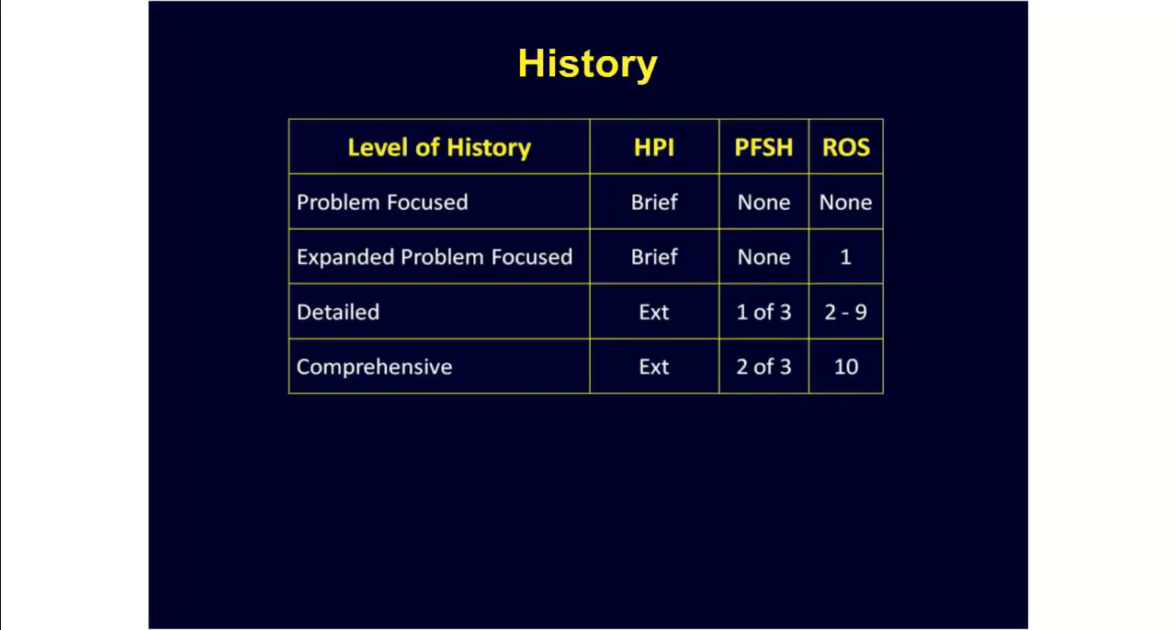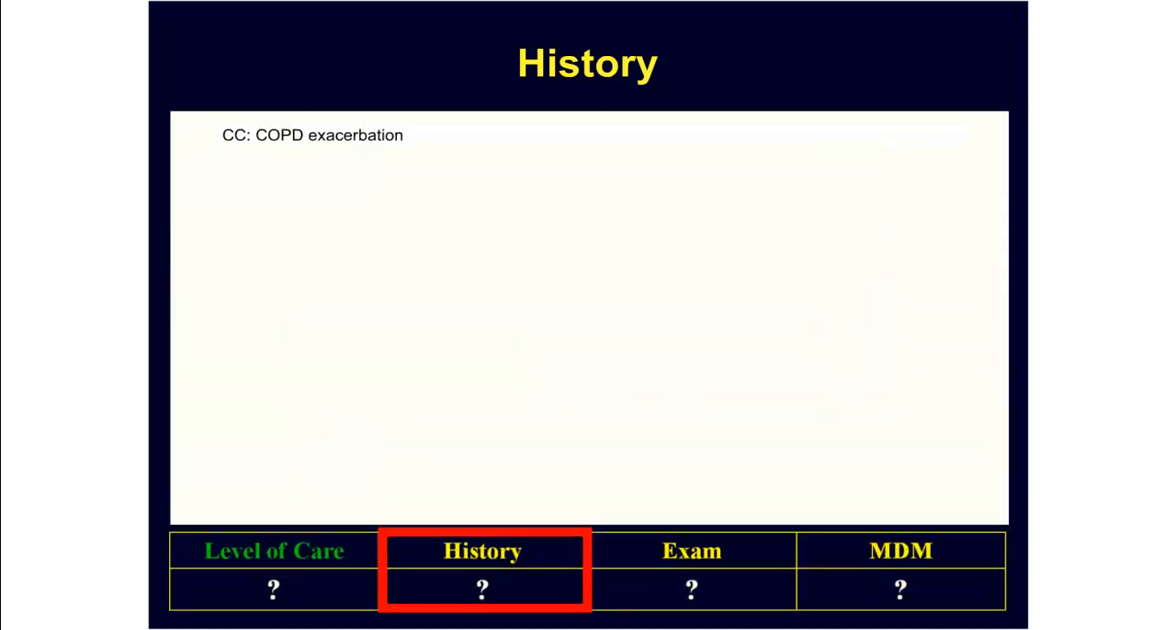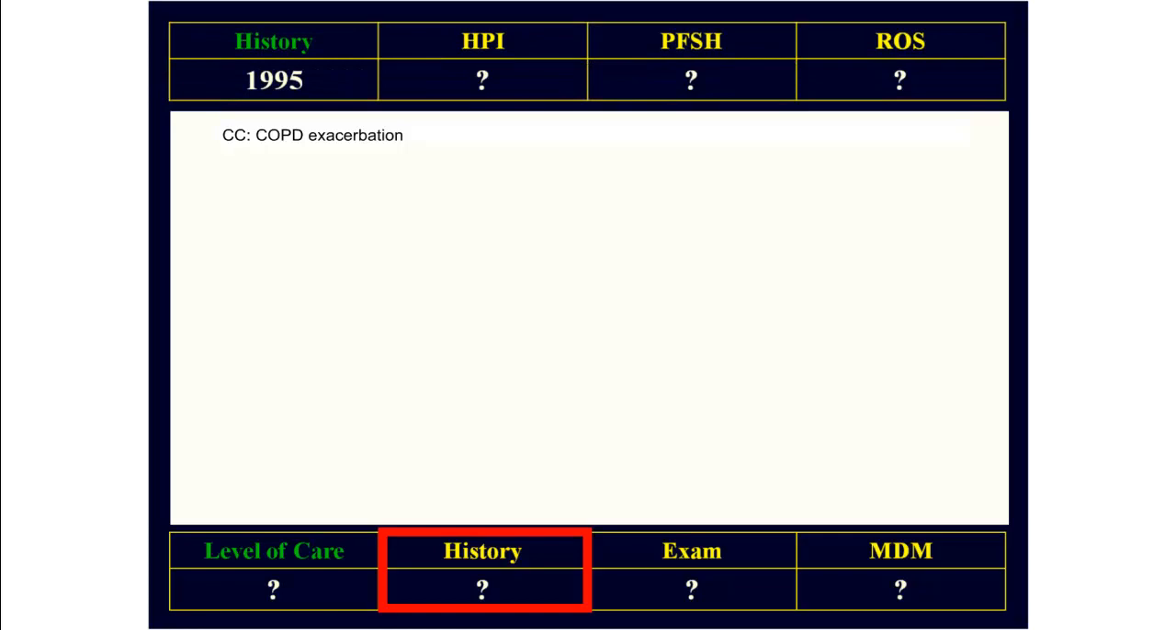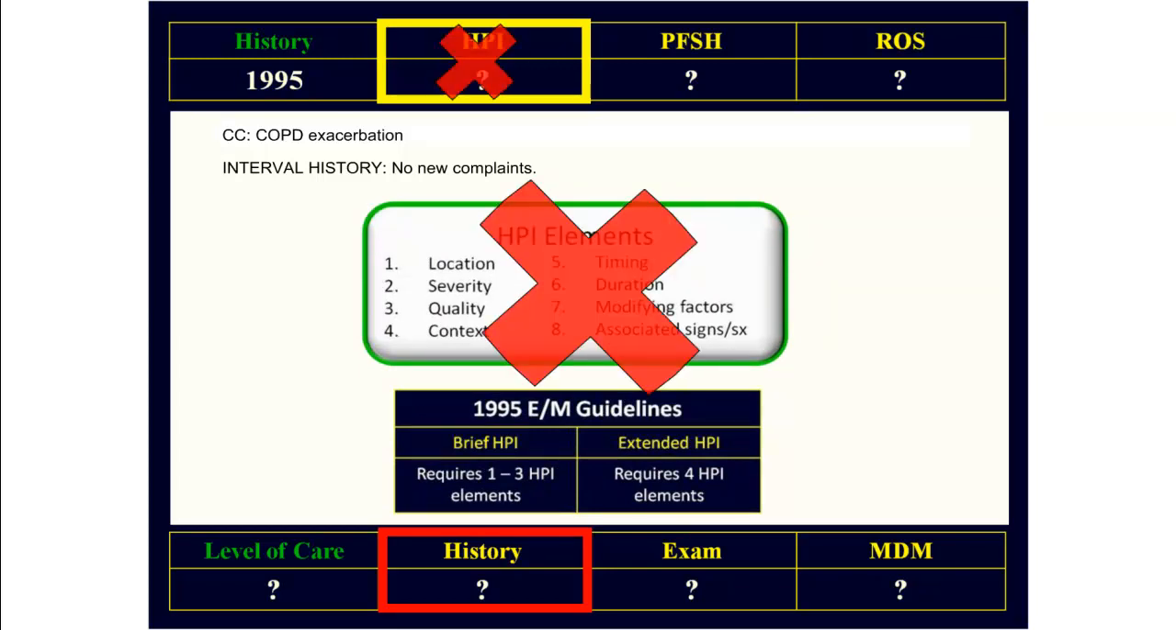Starting with the history, this is the table we use to figure out what level of history has been recorded. Here, first we have a valid chief complaint. Then, looking at the HPI, we say interval history, no new complaints. This statement is essentially invisible from an E&M coding standpoint. It contains no HPI elements whatsoever, so we get credit for no HPI.